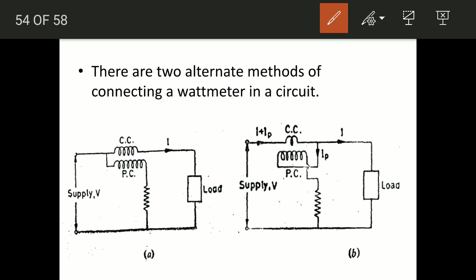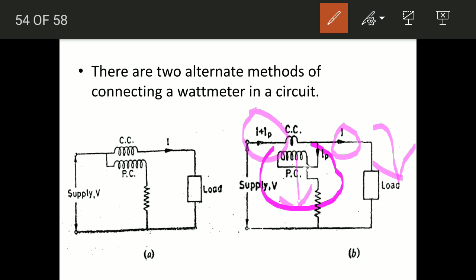So figure A, or circuit A, is implemented when the value of load current is small. On the other hand, suppose the magnitude of load current is very high. Then what will happen? The majority of the current supplied by the supply will pass through the load side, and a very small value of current is flowing through the pressure coil. Because the value of current flowing through the pressure coil is very small, the voltage across the pressure coil is again going to be small, and the amount of power consumed by the pressure coil is going to be at a minimum value. So in this case we can say that the reading of wattmeter is very close to the actual value.